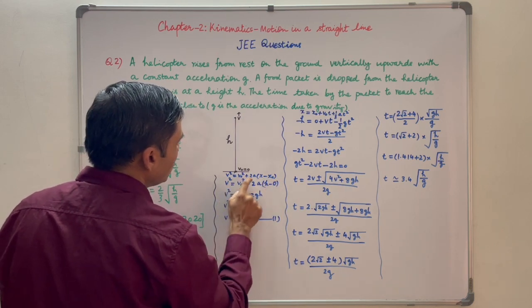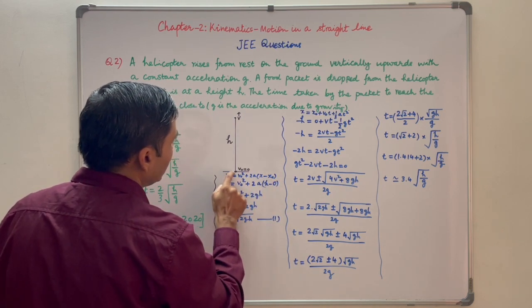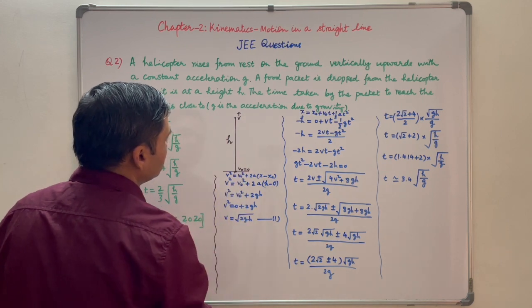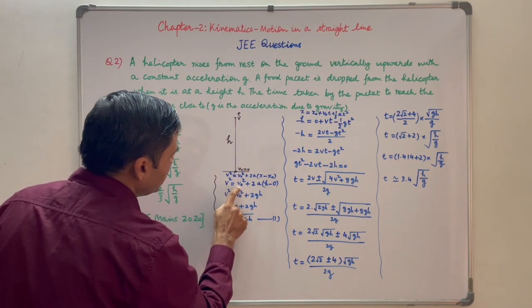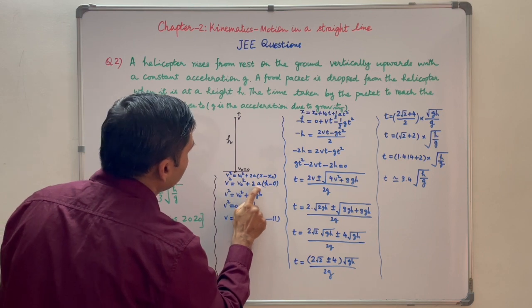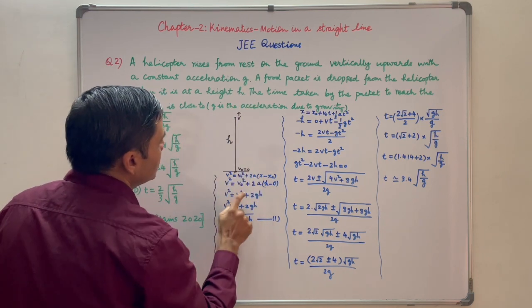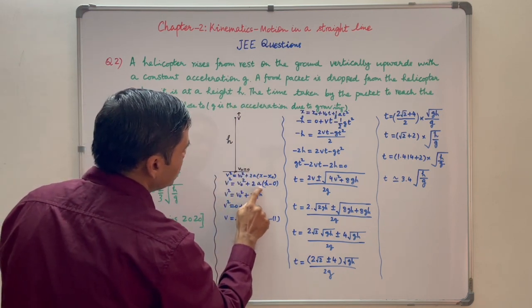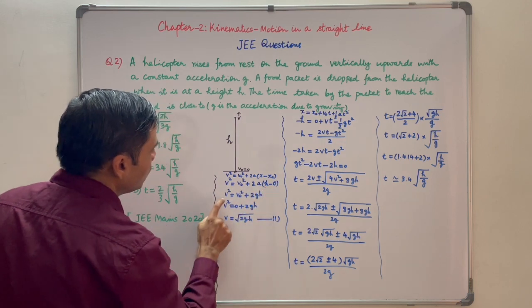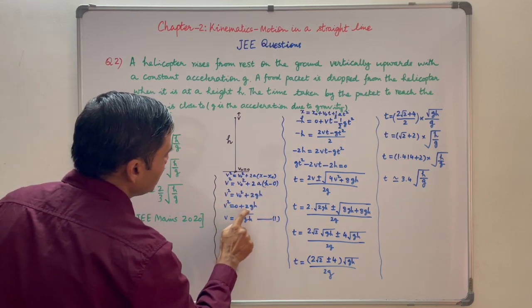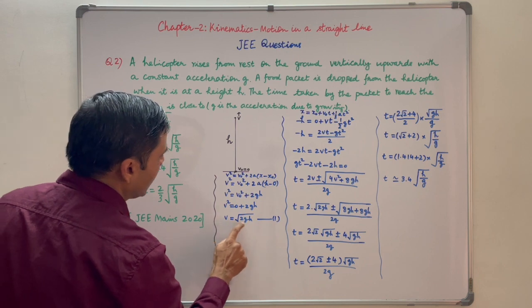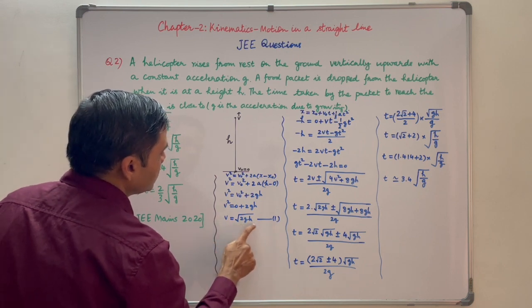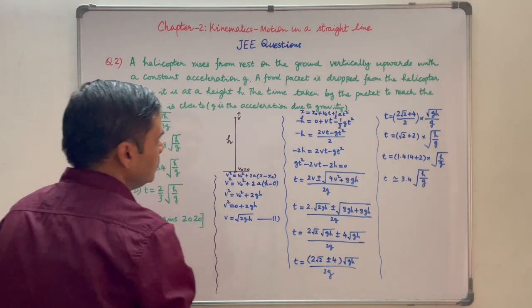Here v0 is 0 and x0 is 0 when the helicopter is starting. So v square is equal to v0 square plus 2 into a. A is given as g. So it will be 2 into g into h minus 0. So v square is equal to 0 plus 2gh, which means v is equal to under root 2gh. So this is our first equation.